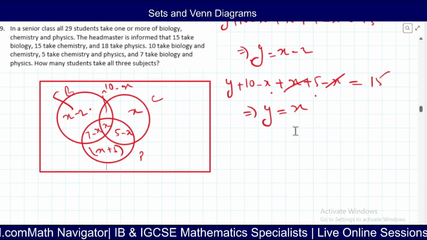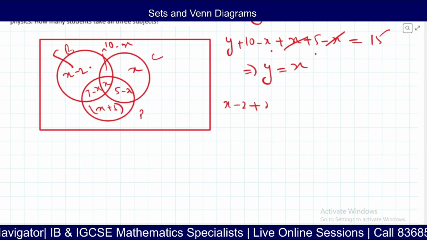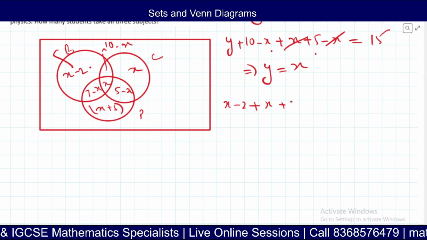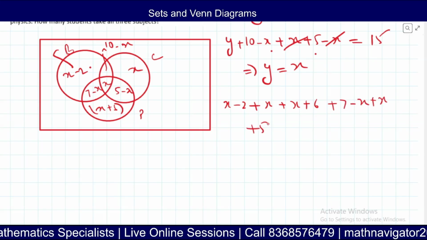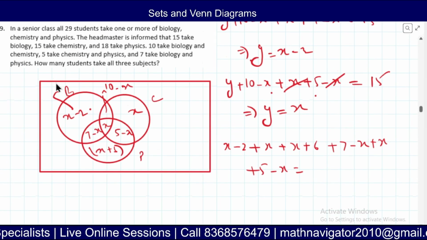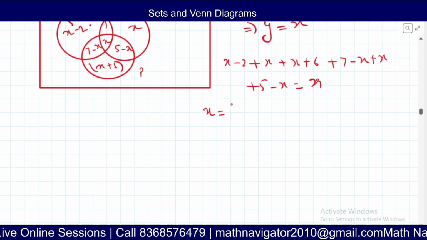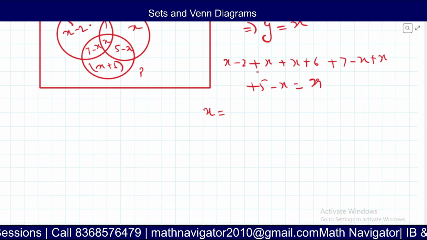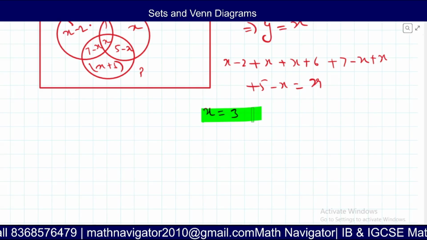Now the sum of all this is 29. So x minus 2 plus x plus x plus 6 plus 7 minus x plus x plus 5 minus x is equal to 29. Let's calculate. It will give me x is equal to. Let's calculate. Yes. So this is my final answer.